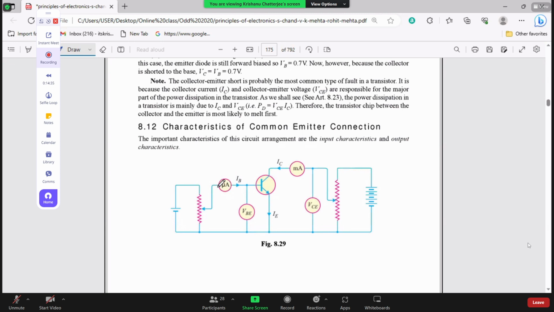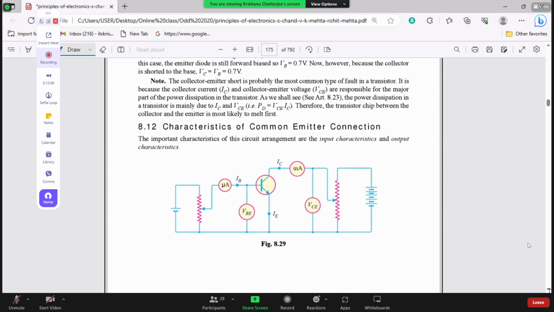One ammeter is over here, measuring the input current. You are measuring the base emitter voltage, the output current, and the collector emitter voltage. This is VCC, this is VBB. So, input and output characteristics.